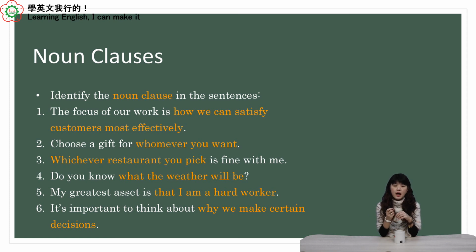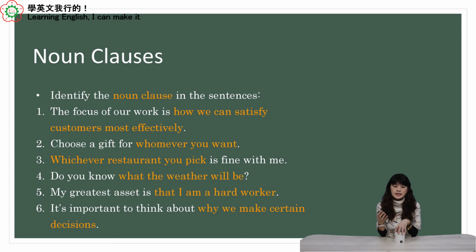The next one: my greatest asset is that I'm a hard worker. So you want to explain your quality, your greatest quality. What is this? That means you are a hard worker. So here again, we use the noun clause as an object in the sentence.